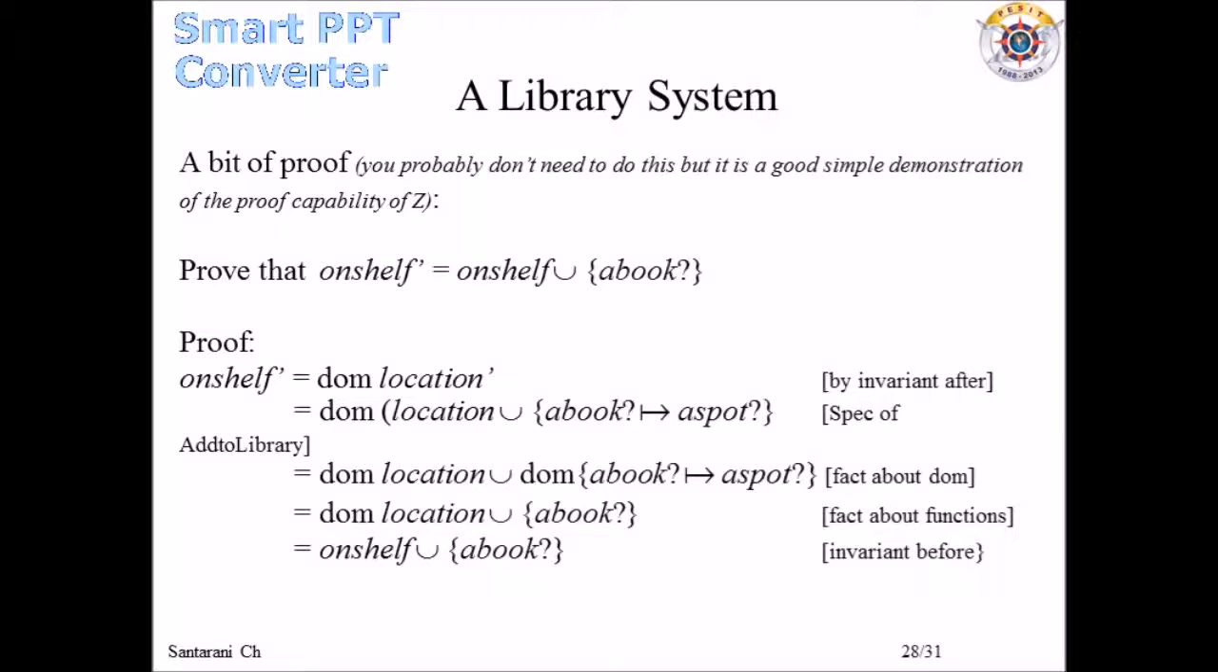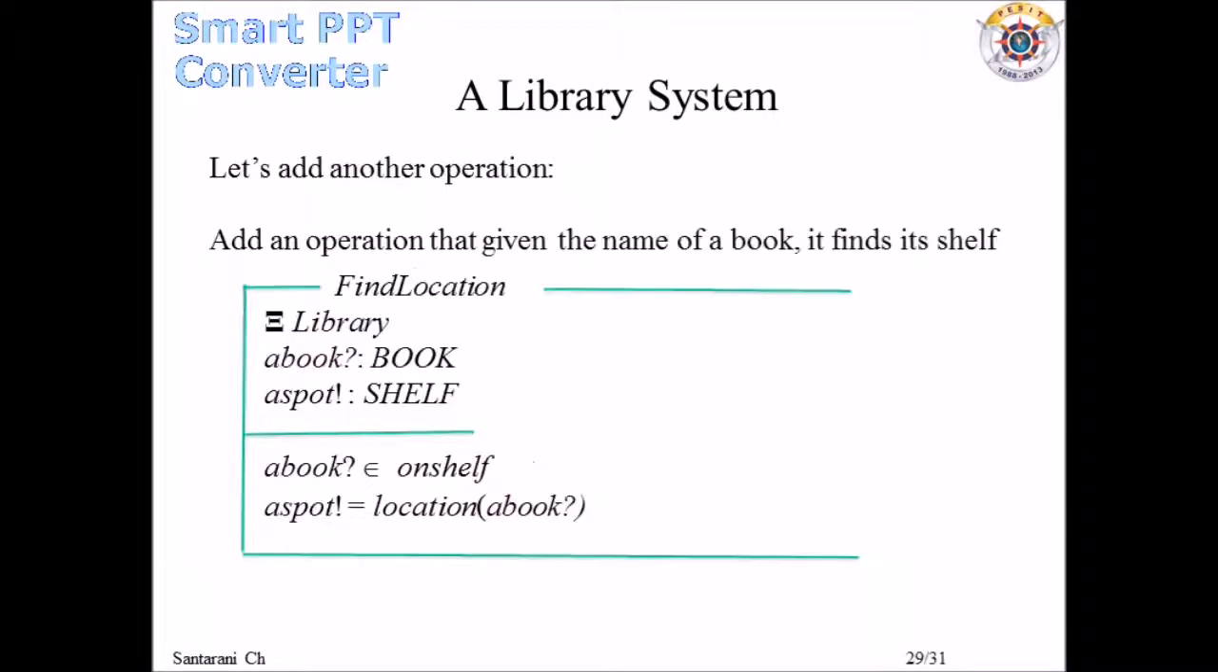Shelf, we can now do some proof that onShelf equal to onShelf dash equal to onShelf union a book. For that proof, onShelf equal to domain of location dash, and domain of location, that is, the location dash is location union a book partial function a export. And AddToLibrary suffix: domain of location union domain of a book, like the fact about the domain, and then next we present the fact about the functions, this function, and finally the invariant, whether it implies. So hand proof.